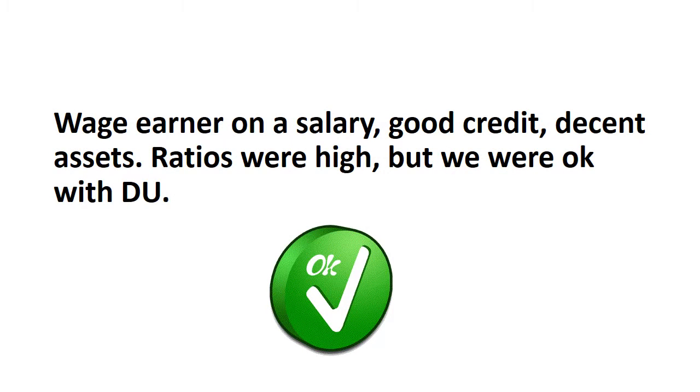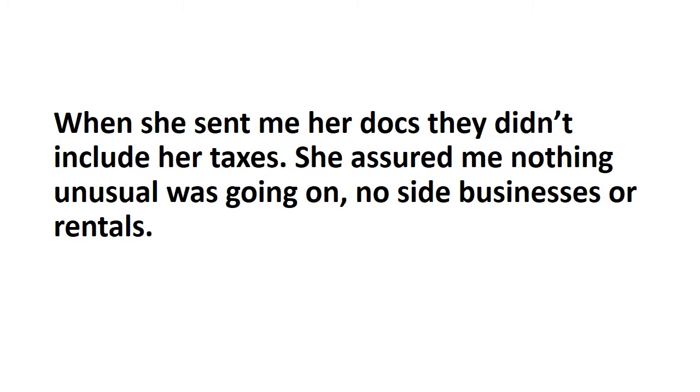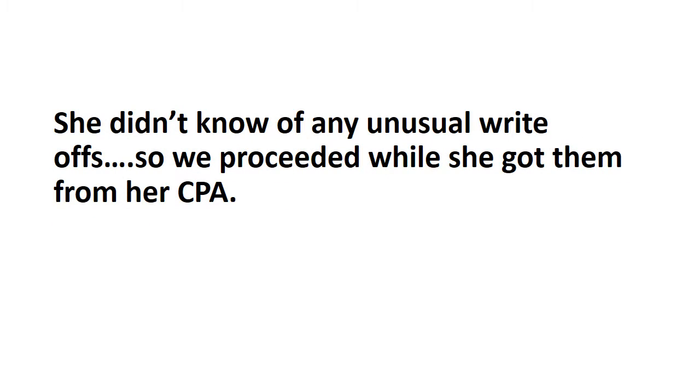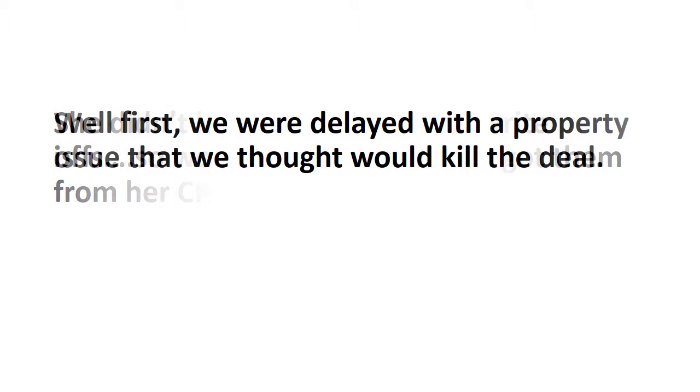She was a wage earner on a salary. She had good credit, good scores. She had decent assets. Her ratios were a little bit high, but we were okay with DU. And when she sent me her docs, they didn't include her taxes. She assured me that nothing unusual was going on. She didn't have any side businesses. There were no rental properties. And she didn't know of any unusual write-offs. So we proceeded while she got them from her CPA.